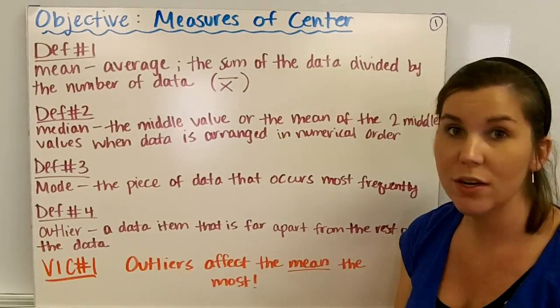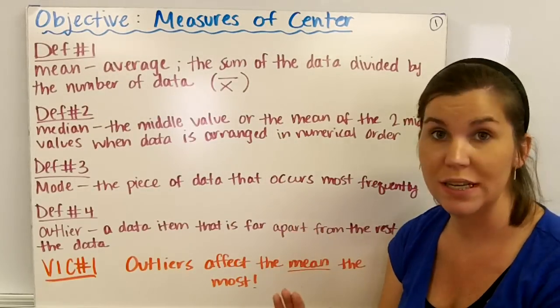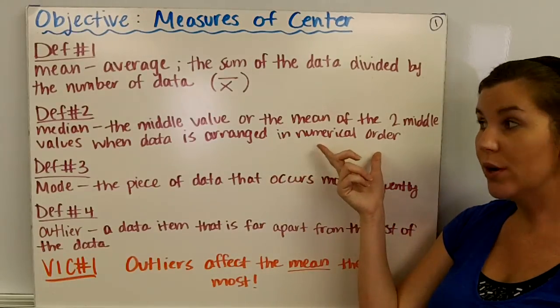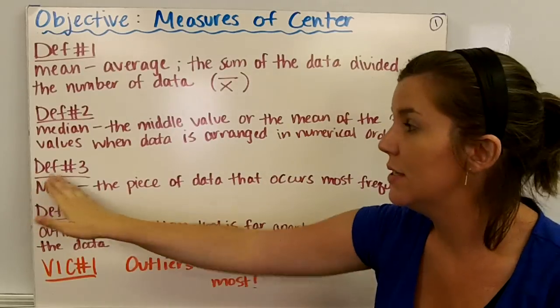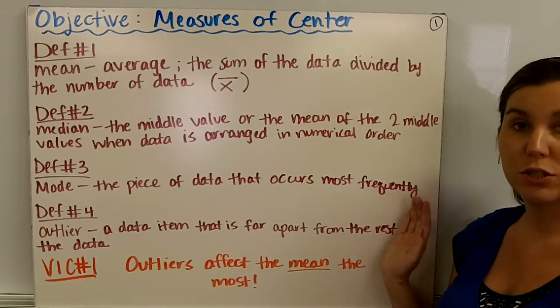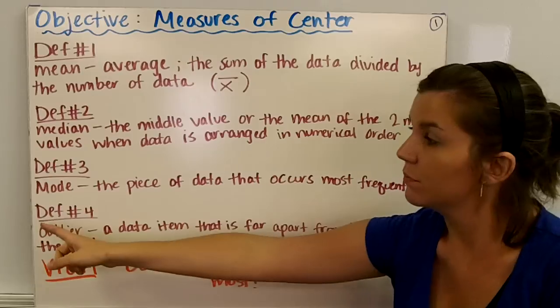So if we have an even number of data points, then you're going to take the two numbers that are in the middle, if the data is in numerical order, and then find the mean, the average, of those two pieces. Definition number 3, mode: the piece of data that occurs most frequently. So whatever you see the most often.